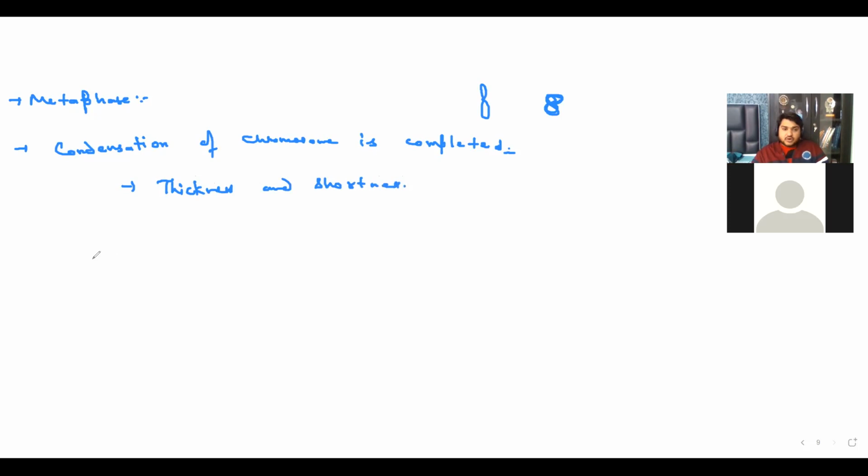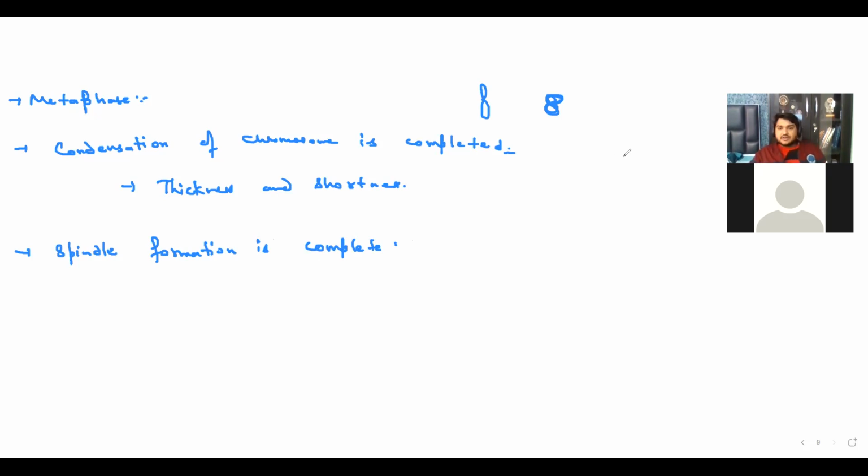Spindle formation was started in the prophase, so is spindle formation complete or incomplete here? Complete. In this stage, obviously, it is going to be completed. Something should happen, so spindle formation is complete here. Tell me, all the chromosomes you saw in the video, are they at the equator or at the pole? Equator.